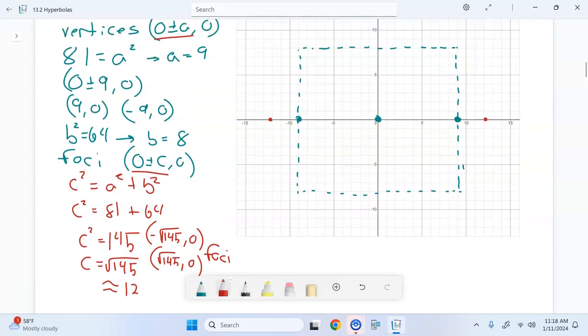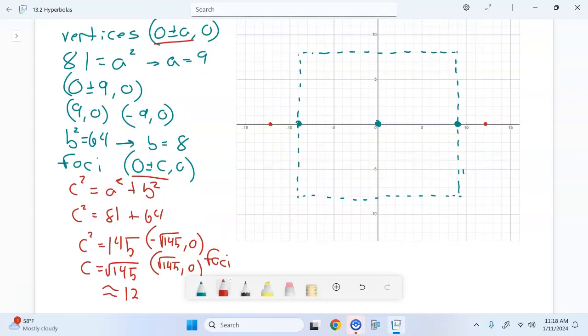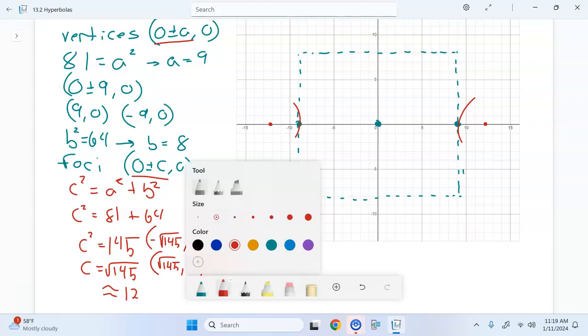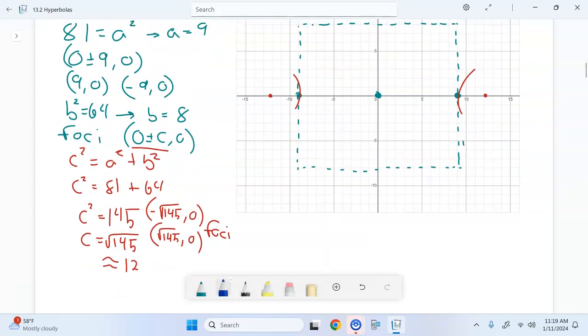All right? So we've got our center, we've got our vertices, we've got our foci. And again, our graph is going to open from our vertices, so it's going to open left and right. But to figure out how wide, we have to have those asymptotes. So I'm going to tell you right now, it's going to be B over A, not the A over B one.